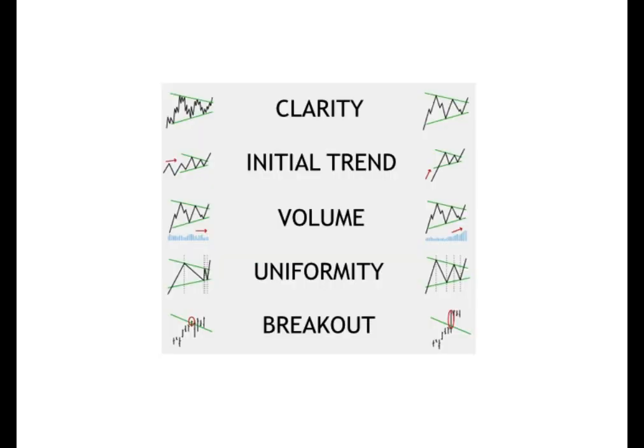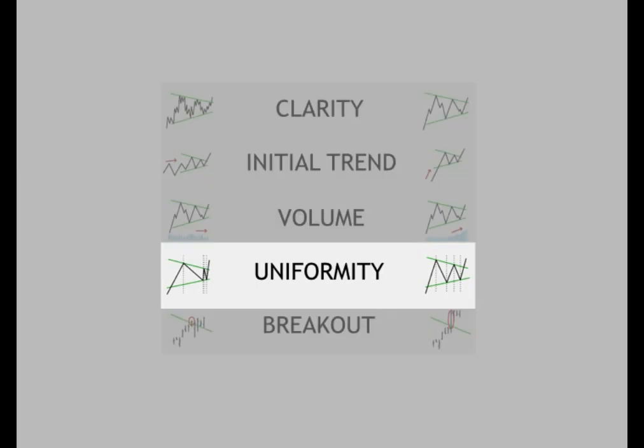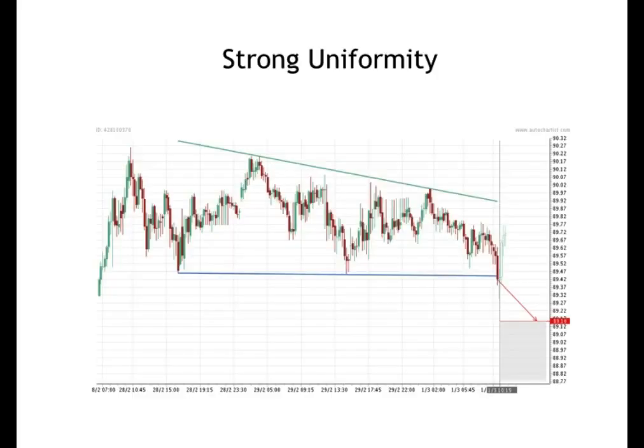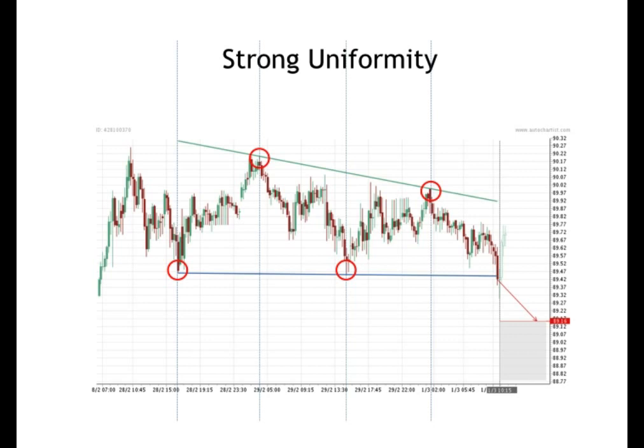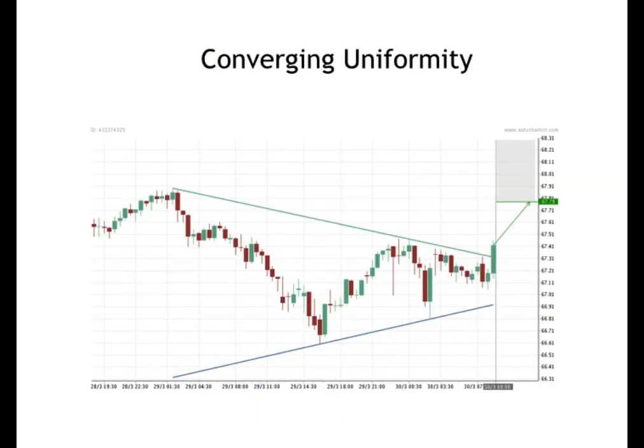Then we have uniformity. This is also an indicator that tells us whether a pattern will look aesthetically pleasing. If the points on a pattern where the price touches the support and resistance lines are evenly or uniformly spaced, then it suggests that the psychology in the minds of the traders had time to have its effect on the market. For patterns such as triangles where the support and resistance converge, the spacing will naturally become closer. This is still okay because it looks natural and normal.